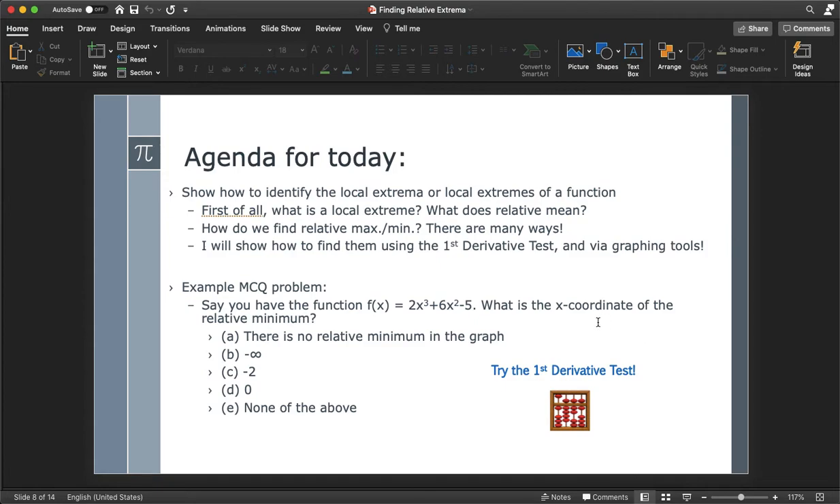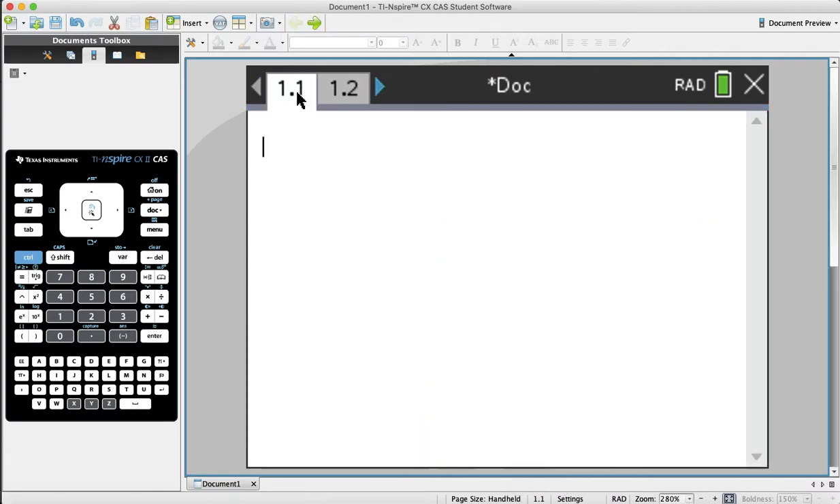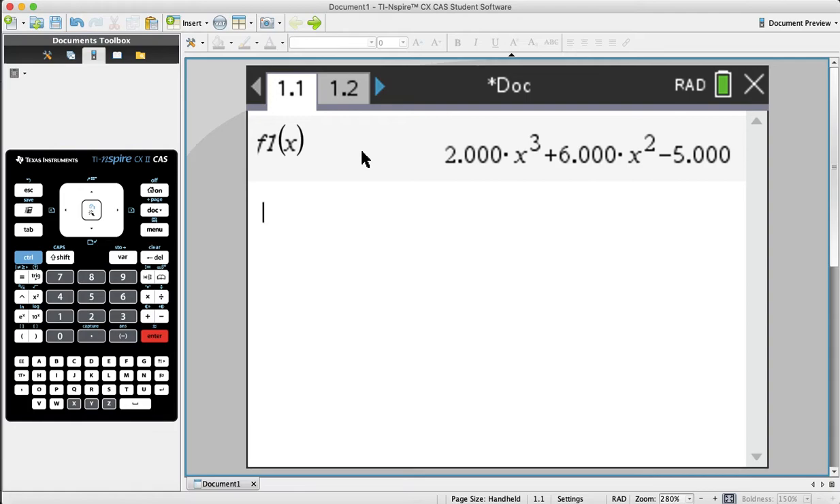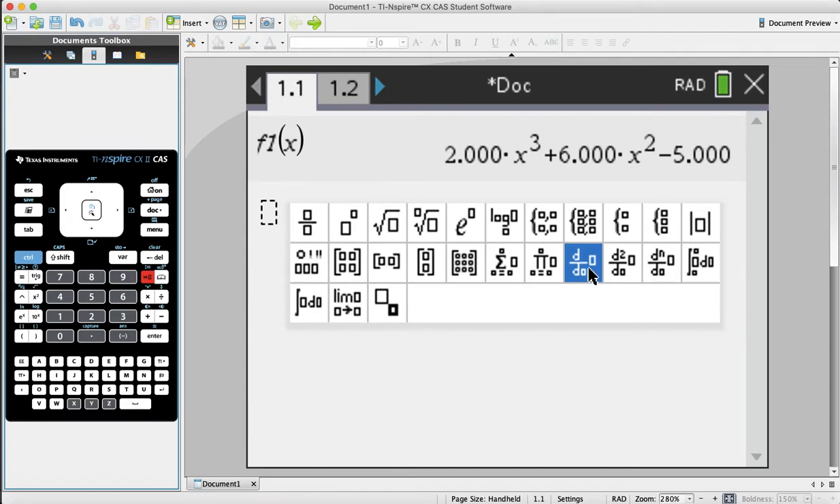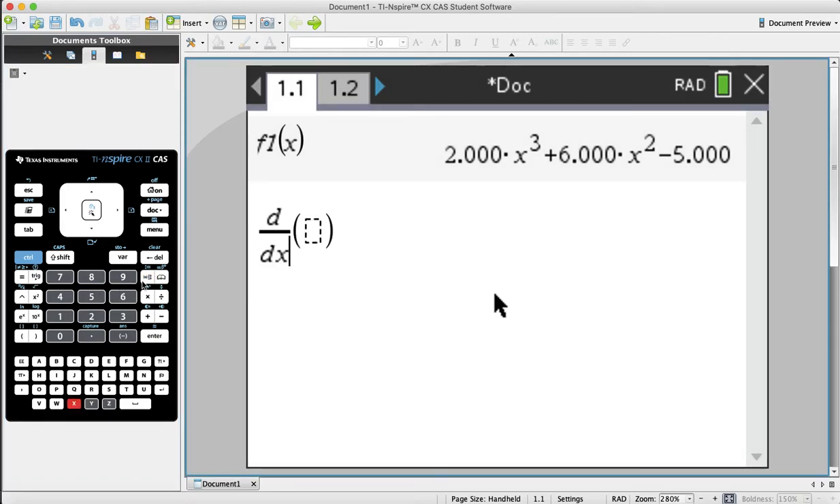What about the first derivative test? So we can use our calculator again. But if we go here, and I still have the function here. Okay, if you put it into the graph, it's already stored as f1 of x, your first function there. So what we can do now is use the derivative. If you press this book here, you'll get this as one of your options to enter. We can put in f1 of x.